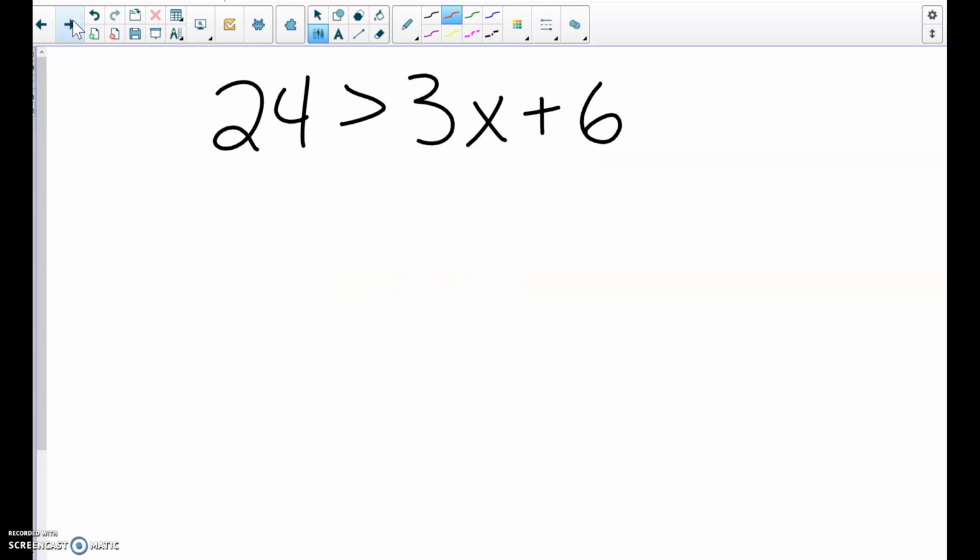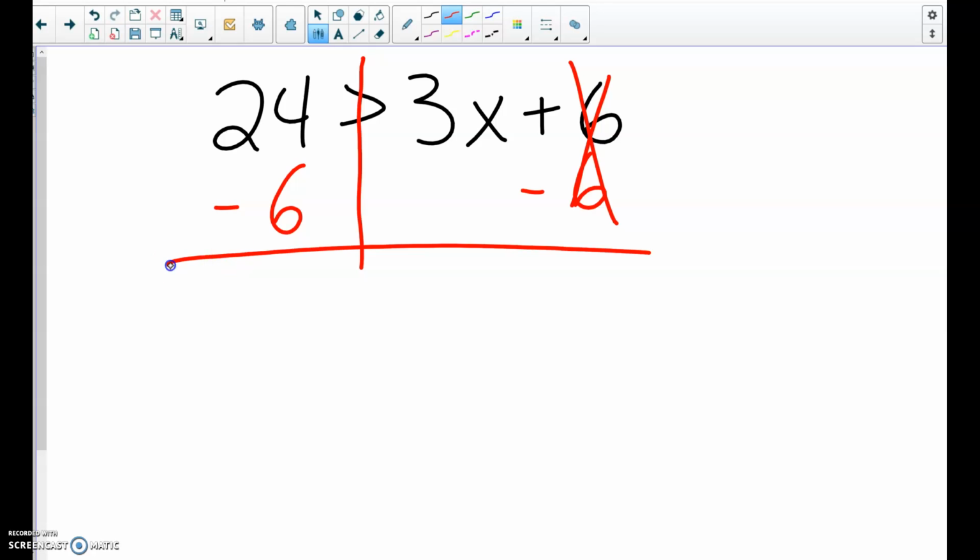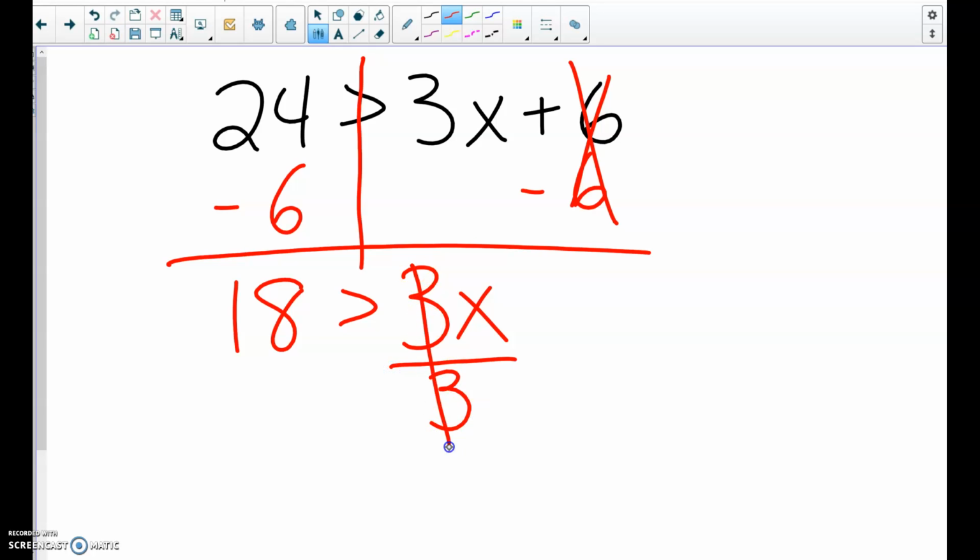All right, now we run into our two-step problems here. Remember, we should do our adding and subtracting first. I see a plus 6 over here, so I'm going to subtract 6 from each side. That's going to cancel. Now I'm left with 24 minus 6 is 18. It is greater than 3x. Again, I have a 3 times x, so I'm going to end up dividing both sides by 3. 18 divided by 3 is 6. Again, no negatives there. So we have 6 is greater than x.